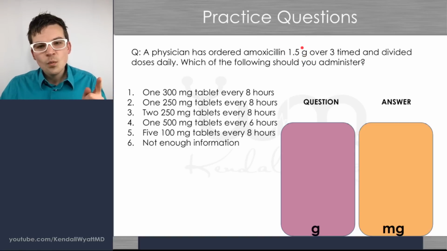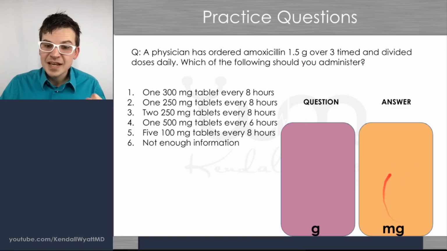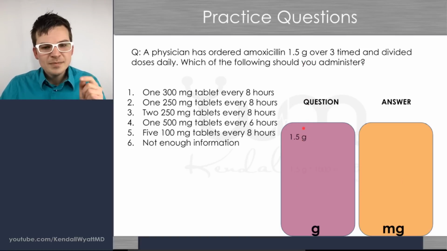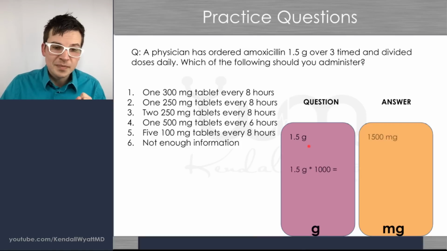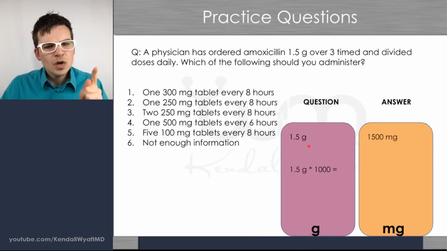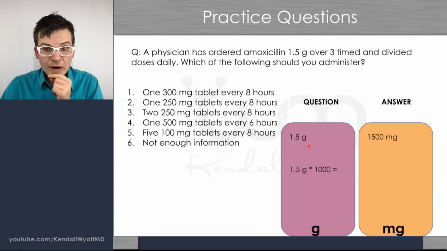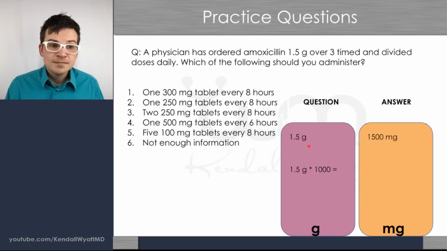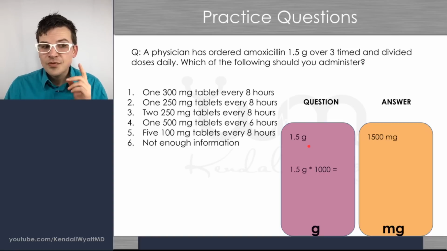So first, we've got 1.5 grams in the question and milligrams in the answers. So 1.5 grams times 1,000 is going to give us what? 1,500 milligrams. That's the first step. What do we need to do next? Well, one of the next steps is really to say, we need to give 1,500 milligrams in 24 hours, right? That's the total in 24 hours. But that's not what the question's asking us. Some questions do. This one's saying over 24 hours, we want to give 1,500 milligrams in 3 timed and divided doses. So what does that mean?